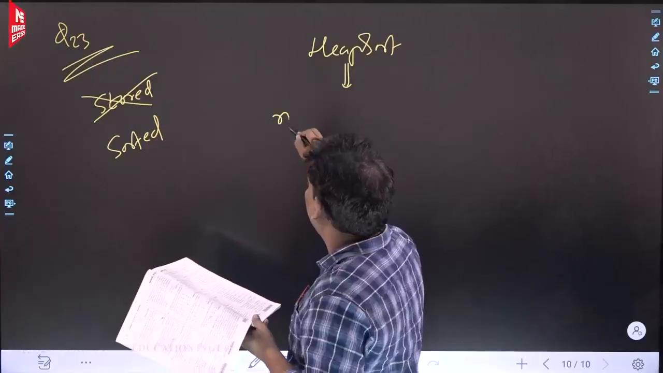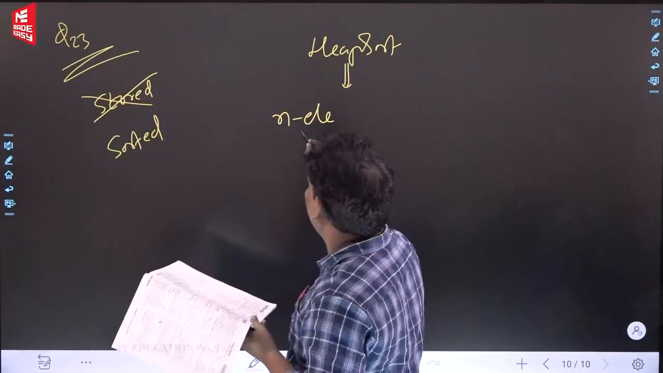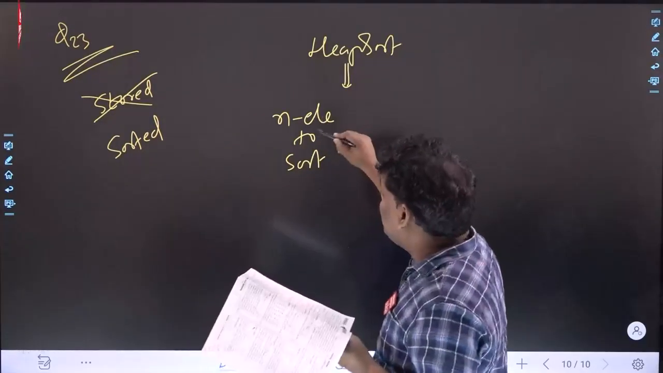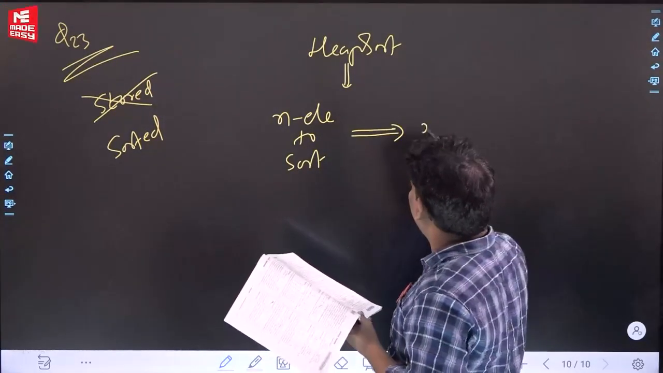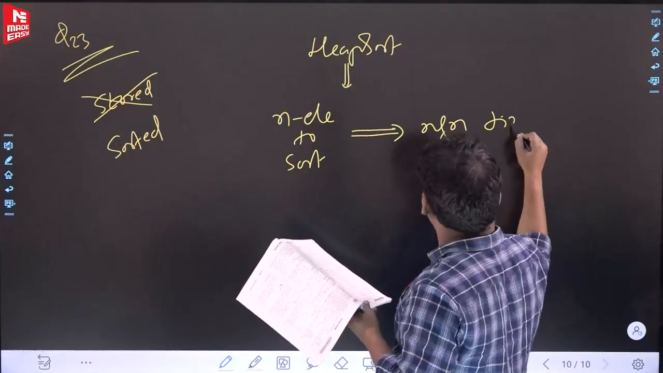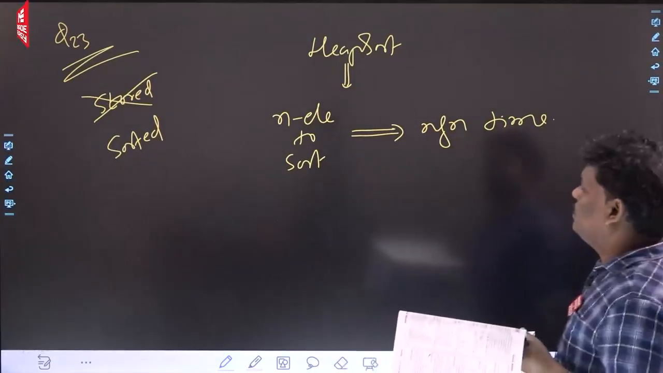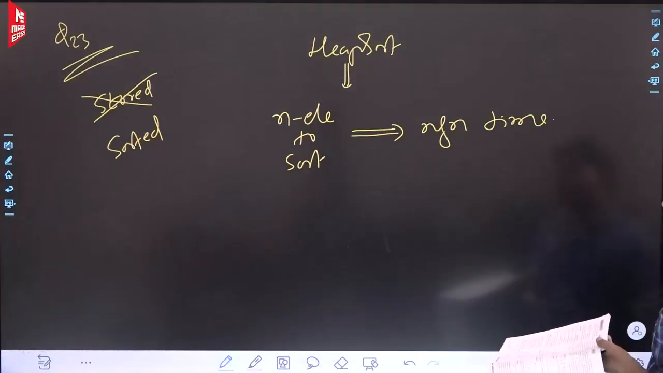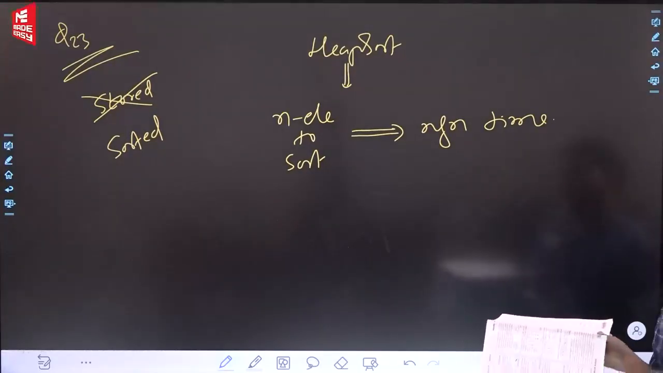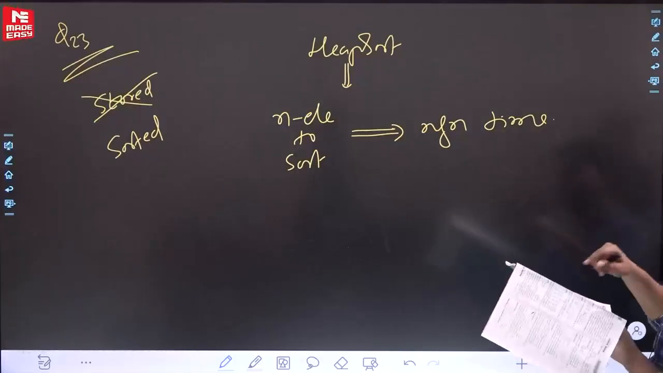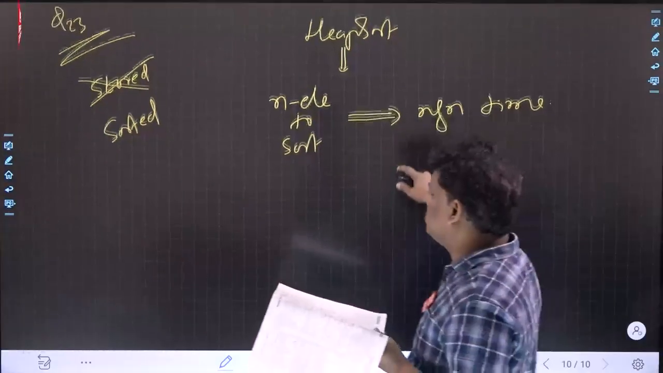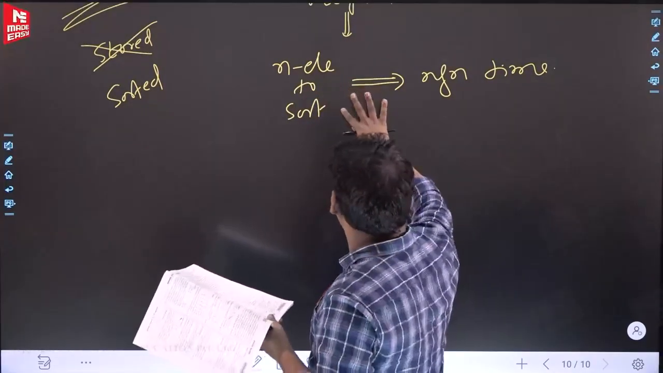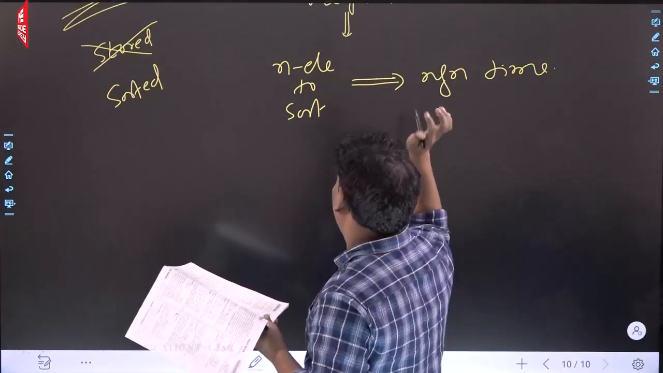Listen carefully. Heap sort: n elements to sort, heap sort will take how much time? N log n time. This is the only line which I know. Using this line, I have to solve this problem. N elements to sort, the heap sort rule says n log n time required.